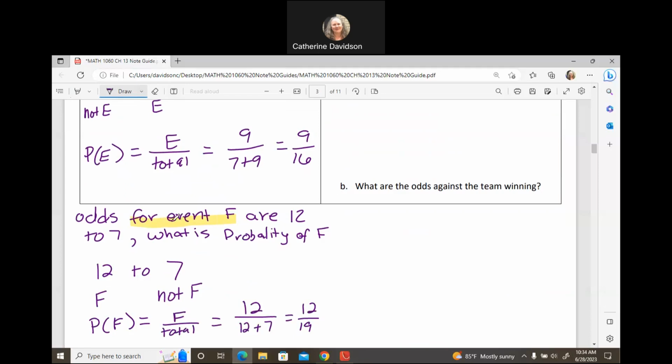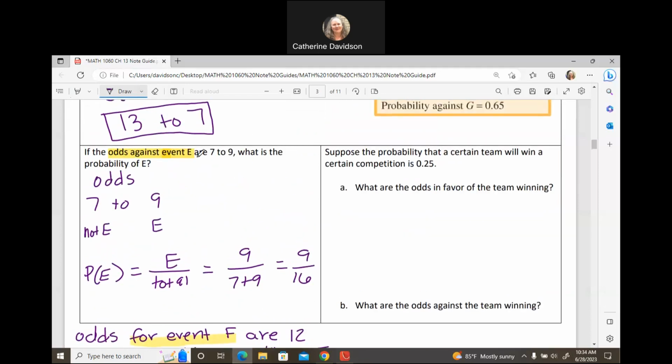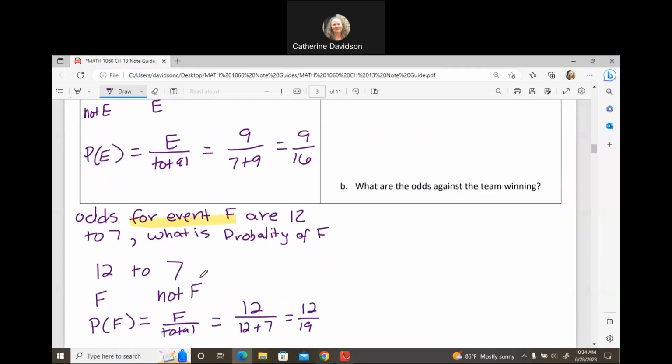And just be careful for the wording. This says for event F. This one says against event E. So this is how I labeled them, so I'm not lost as to what's going on.